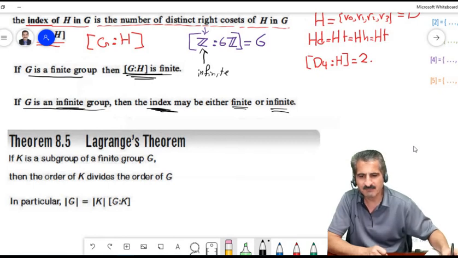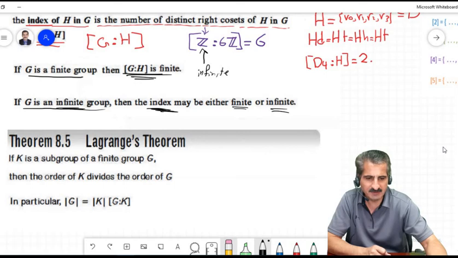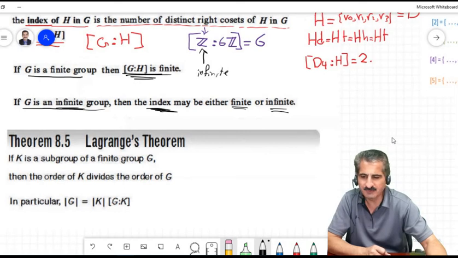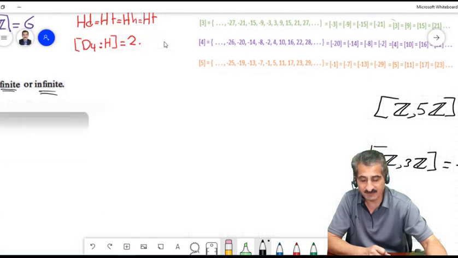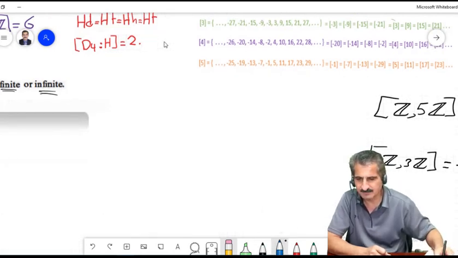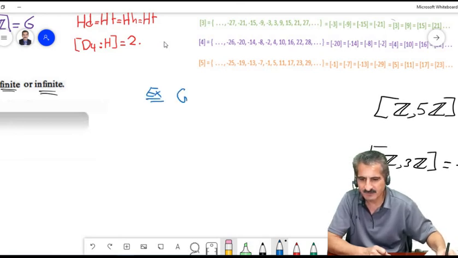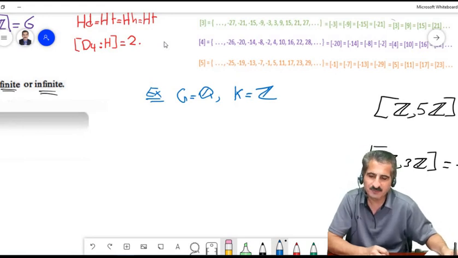Okay, but the index is finite. Okay, now let's see another example where the group is infinite but the index is infinite also. If we see the following example, if we choose the group to be Q and the subgroup of it to be Z, so we know that we're working here under addition. Z is a subgroup of Q.